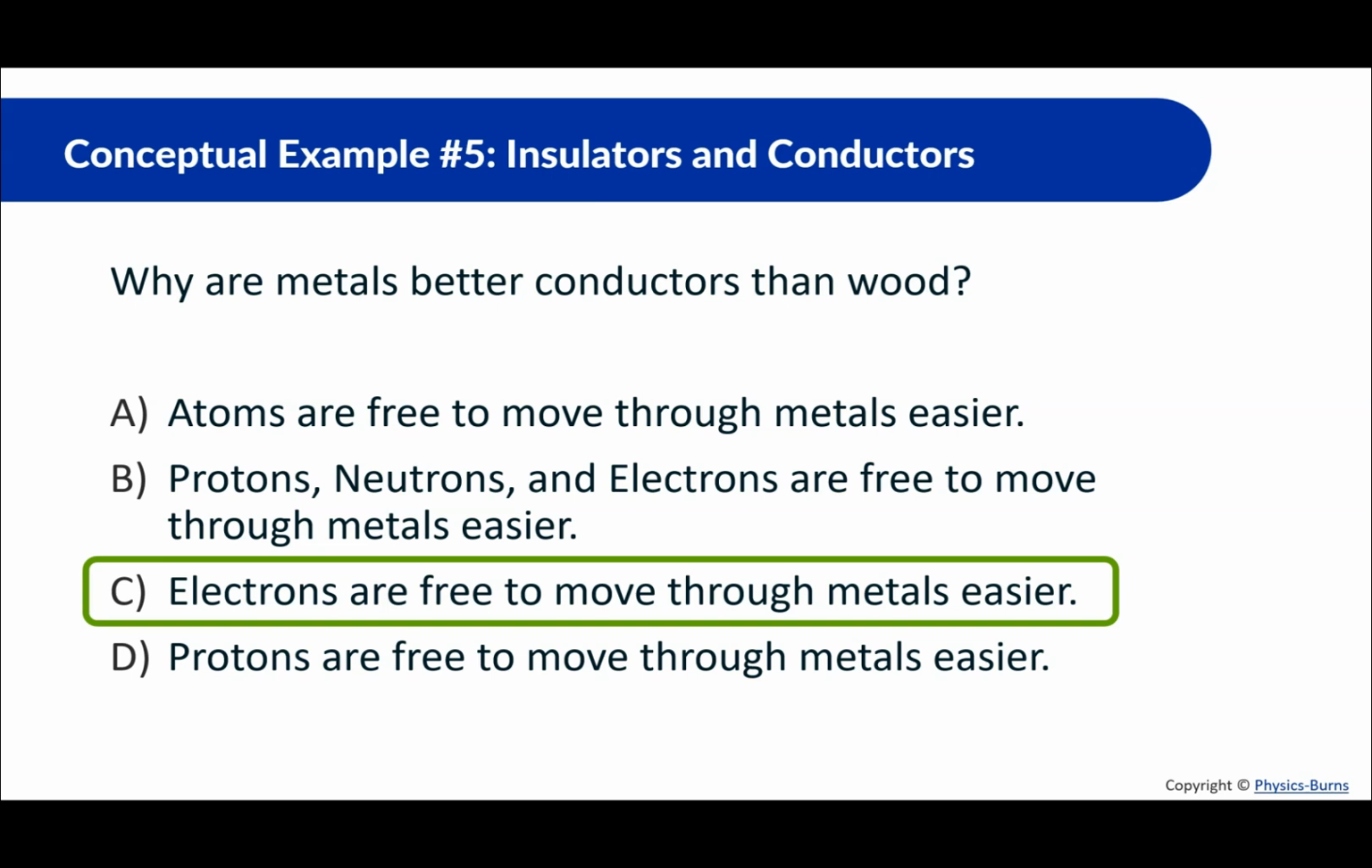So remember, electrons are the lightest and smallest things. So since they're so light and small, they're the ones that are able to move the easiest. Okay, protons are way bigger in comparison to electrons. So that's why protons and neutrons don't really move.